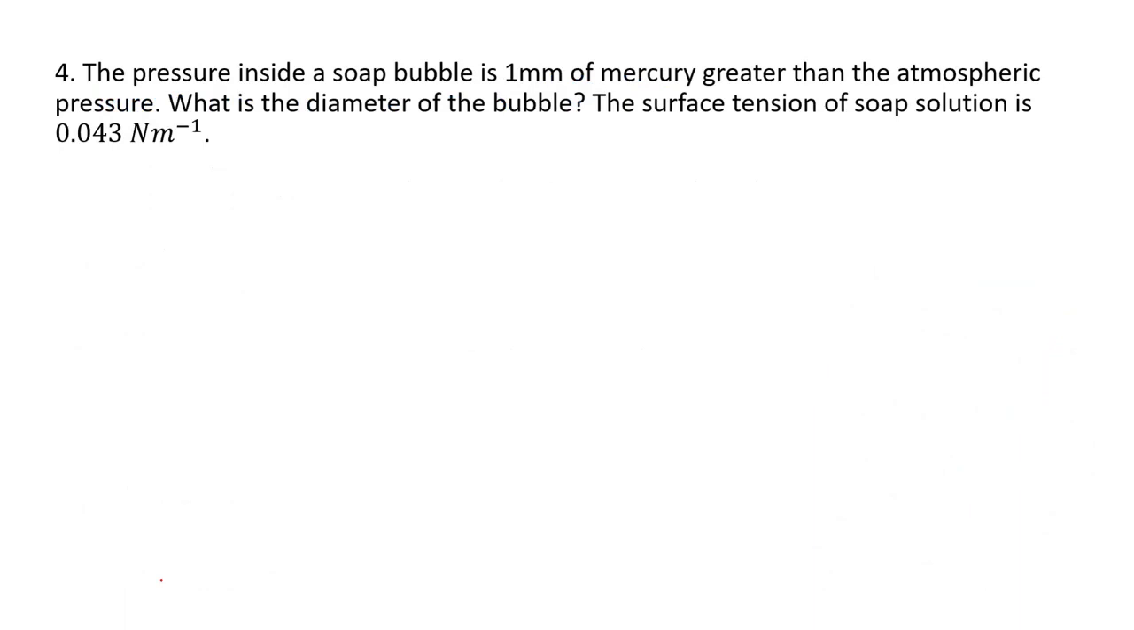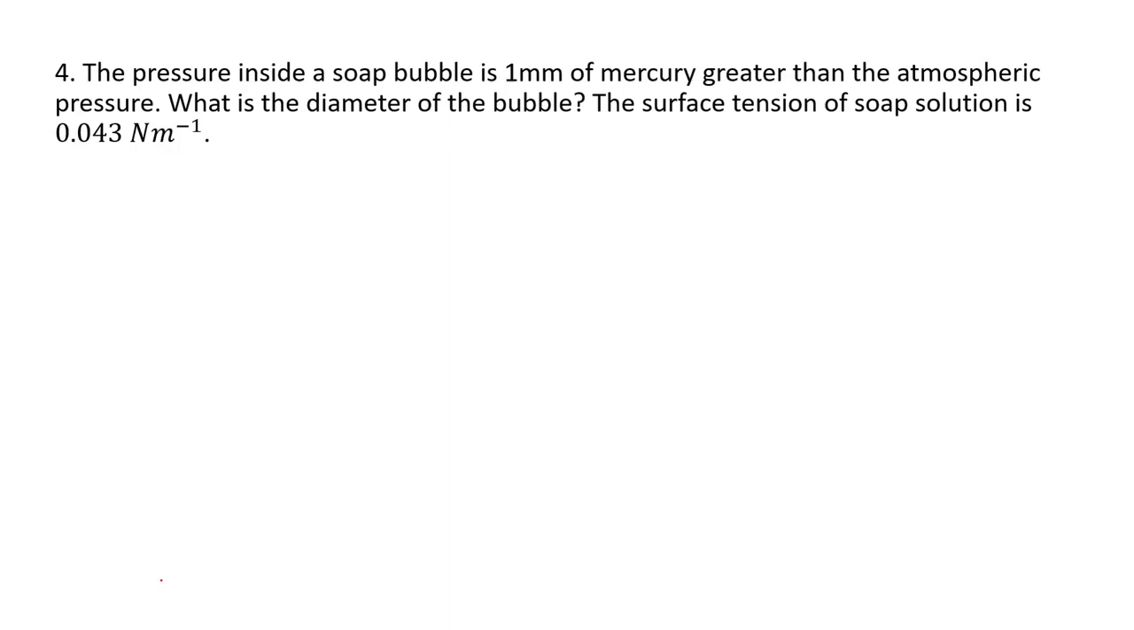Problem number 1. The pressure inside a soap bubble is 1 millimeter of mercury greater than the atmospheric pressure. What is the diameter of the bubble? Surface tension of a soap solution is given as 0.043 Newton per meter. So what is the question?